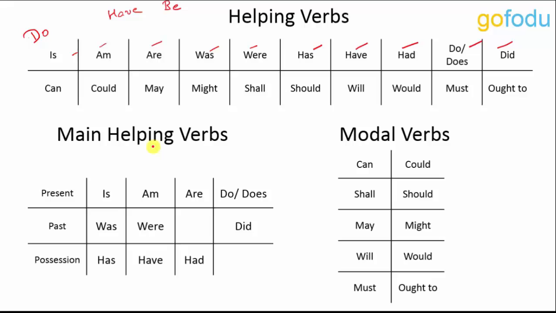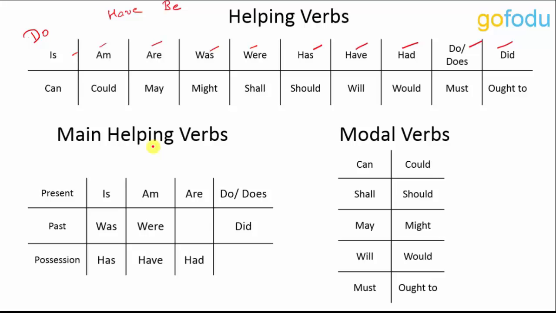First is present, like whatever is happening right now, that helps the verb to specify that whatever action is being shown in the sentence is happening right now in present. The ones used are is, am, are, do, does. For past, to show that the action has happened in the past, was, were, did. And to show some possession, like something belongs to me or something belongs to someone, we use has, have, had. How are they used? That will be completely explained in tenses. We'll go through that in another video.